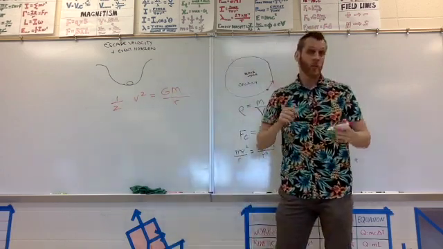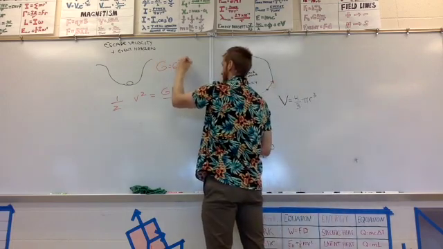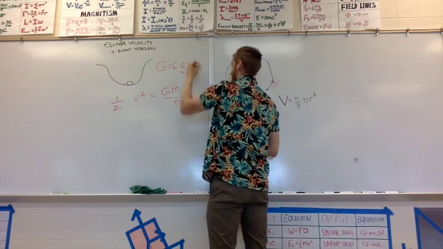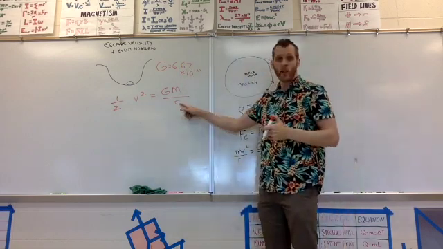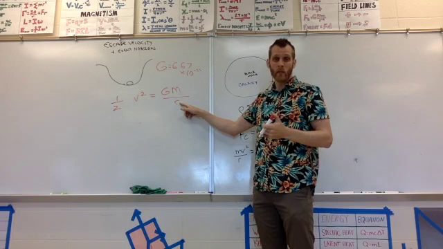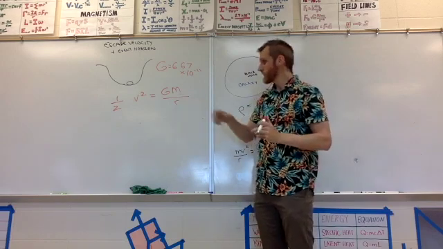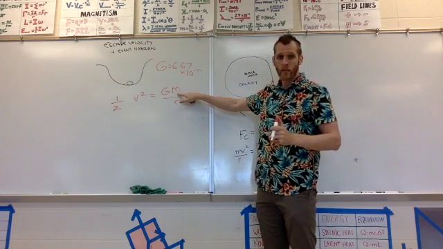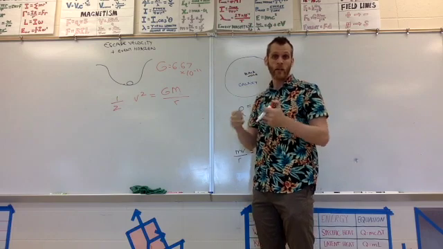G, if you remember, is the universal gravitational constant, 6.67 times 10 to the minus 11th. R would be the event horizon, the distance away from the black hole that you could potentially get before you can't escape it anymore. M is the mass of the black hole, and V is the velocity that you need to travel to escape the black hole.